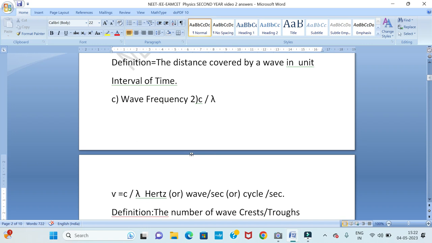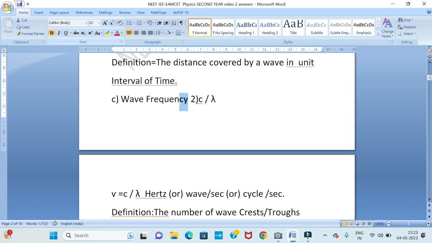Next, wave frequency. Wave frequency is equal to C by lambda. Frequently we watch movies, and cinemas belong to lambda. So you can say lambda. Frequency is like this: frequently we see movies, so C by lambda. Like that you can remember. For frequency, the keyword is that you take C.